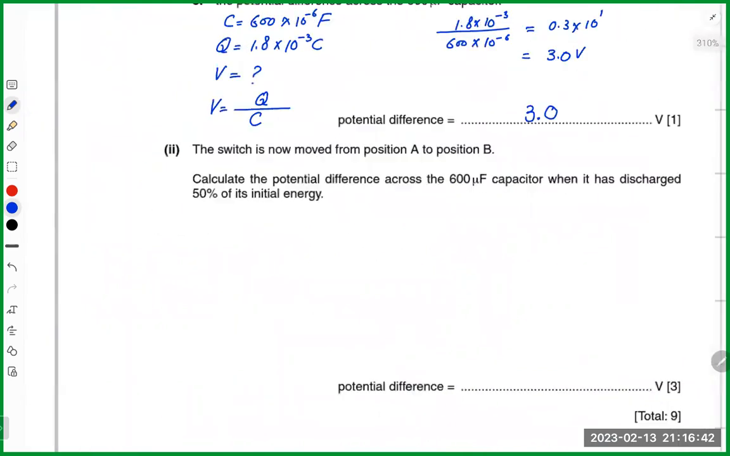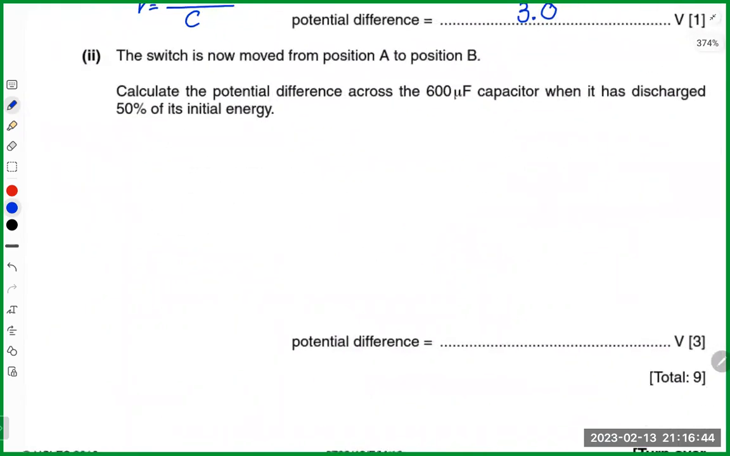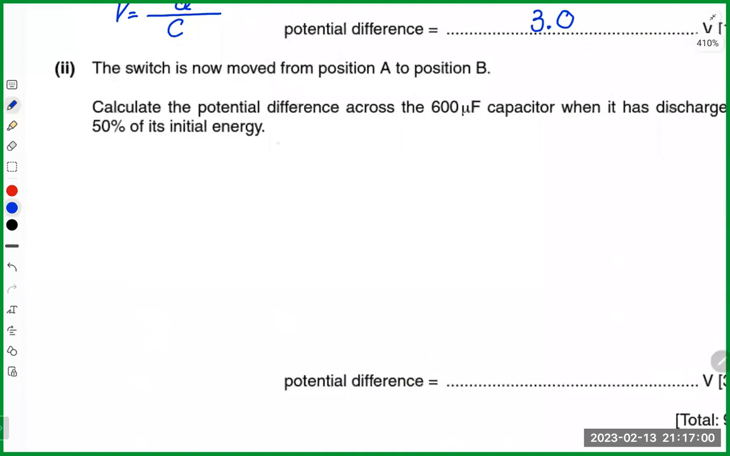Now, the switch is moved from position A to B. Calculate the potential difference across the 600 microfarad capacitor when it has discharged 50% of its energy. Now, what is the formula for energy? Energy equals 1 over 2 CV square.